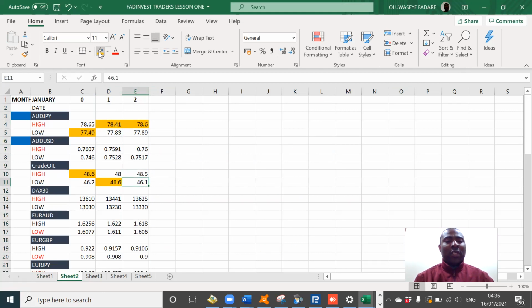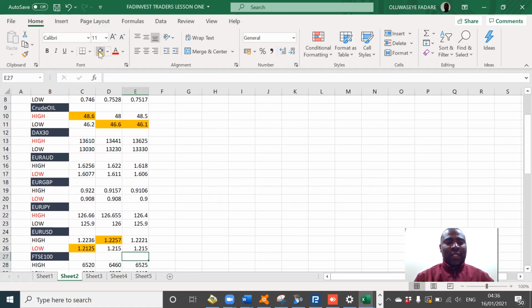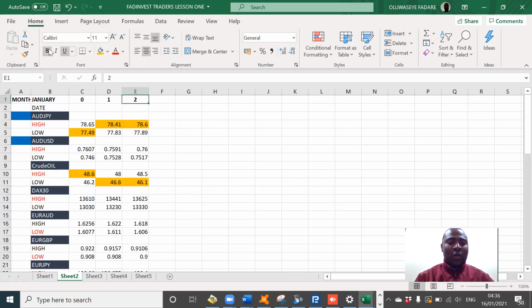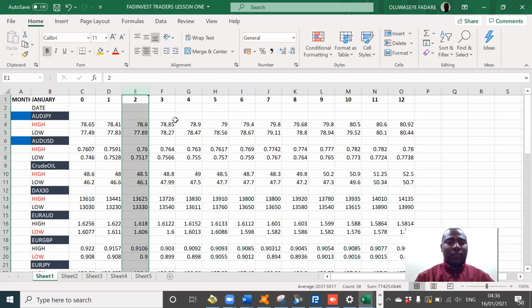So look at crude oil, our day two low. Is it lower than day one low? Yes. So we color it. For Euro USD, our day two high, is it higher than the one high? No. So because it's not higher, then we color the low. So if the condition does not meet up, then we go for the alternative position. So that's it. So let's copy for day 3.